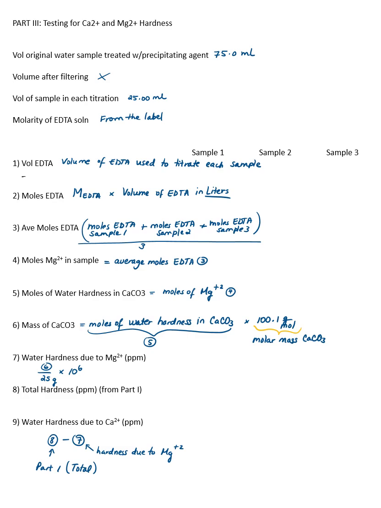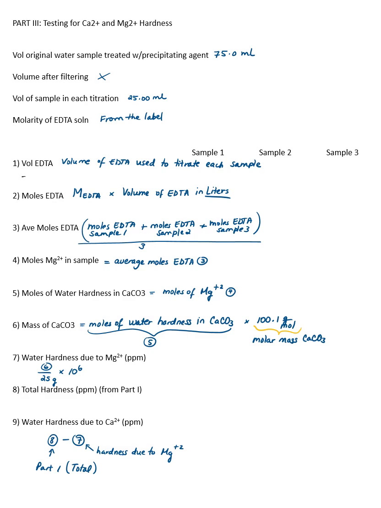And again, the average moles is just adding the moles that you're getting for your sample 1, sample 2, sample 3, or whatever number of samples you're titrating. So you add the number of moles of EDTA for each sample, add all of them together, and then divide that amount by the number of samples that you have. If you have only 2 samples, it's the moles of EDTA in the first sample plus the moles of EDTA in the second sample. Those two numbers added together divided by 2 will give you the average moles of EDTA.